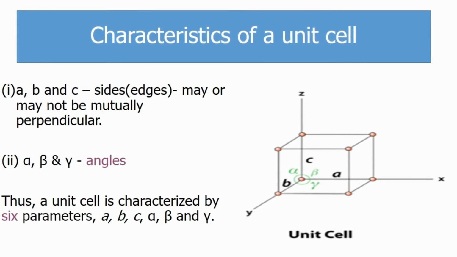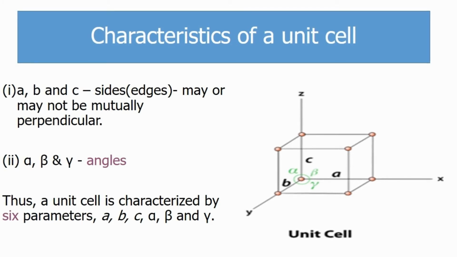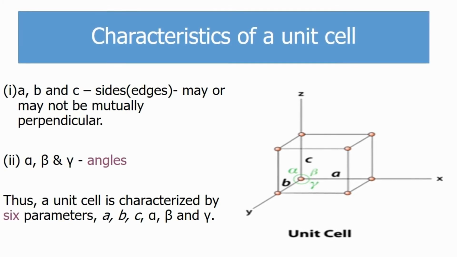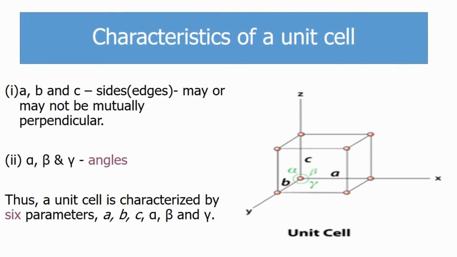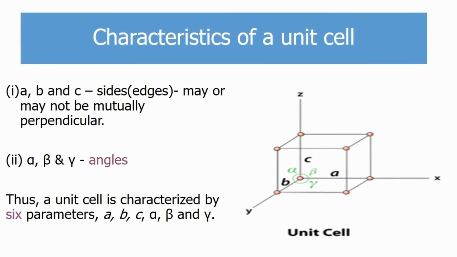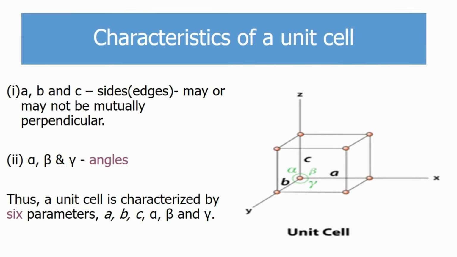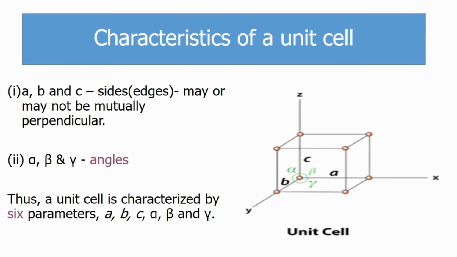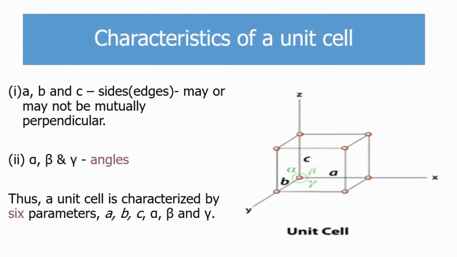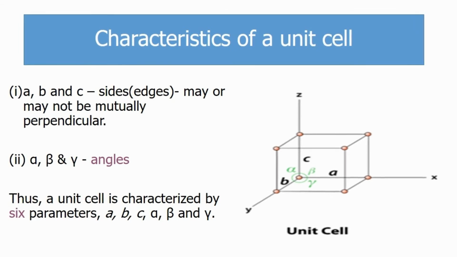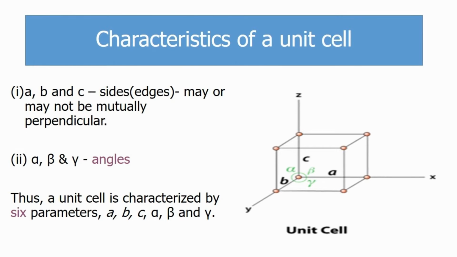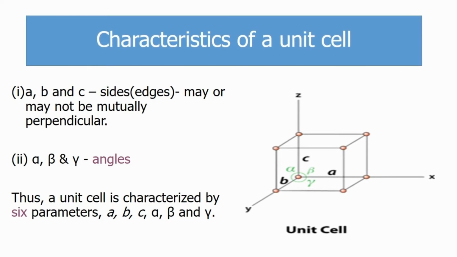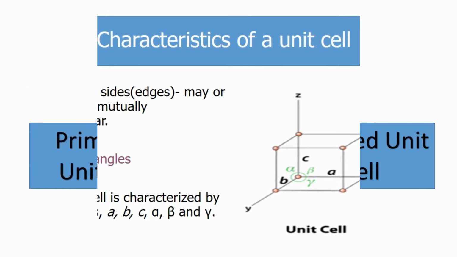The angle between the edges b and c is alpha, the angle between the edges a and c is beta, and the angle between the edges a and b is gamma. Thus, a unit cell is characterized by 6 parameters, namely a, b, c, alpha, beta and gamma.